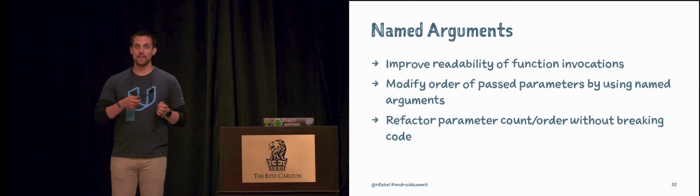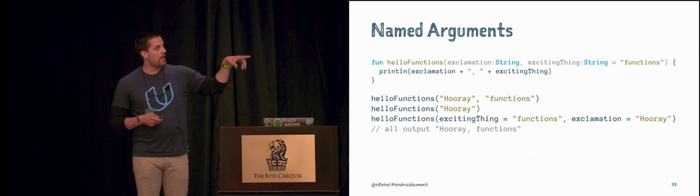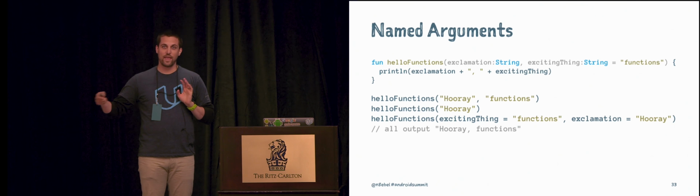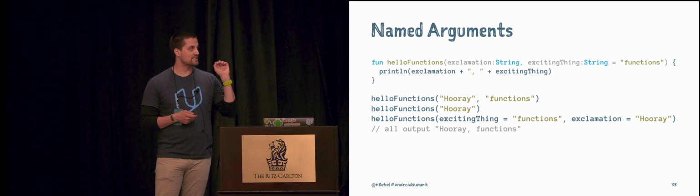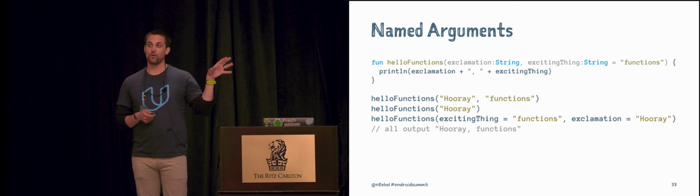So here again, we have our hello function with our default value. We can pass in 2 strings, and it'll work fine. We can pass in a single string, and it'll work fine and use the default for the second parameter. Or we can define 2 in reversed order, and because we're using the named parameter syntax, everything works nicely.